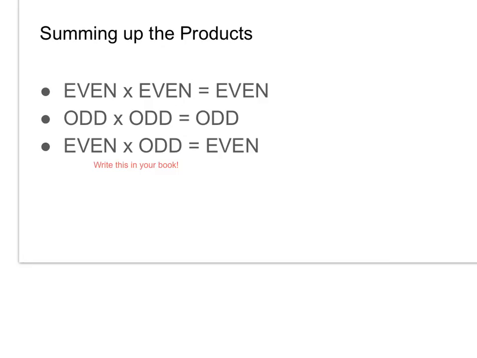Here we are on the last slide, summing up the products. So hopefully you found that an even times an even will always be an even number. An odd times an odd will always equal an odd number. And an even times an odd will always equal an even number. Make sure you write this in your book.